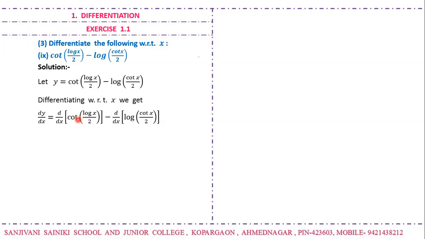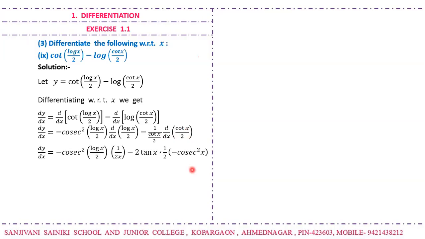Now here there is a composite function cot of f of x. Its derivative is given by minus cosec square f of x into f dash of x. Similarly here log of f of x, its derivative is 1 upon f of x into f dash of x. After using that formula, the d by dx of log x upon 2: here 1 upon 2 is constant, so we can take outside. And what will remain? Log x, its derivative is 1 upon x. Similarly, here also 1 upon 2 we can take outside, and the remaining term cot x, its derivative is minus cosec square x.